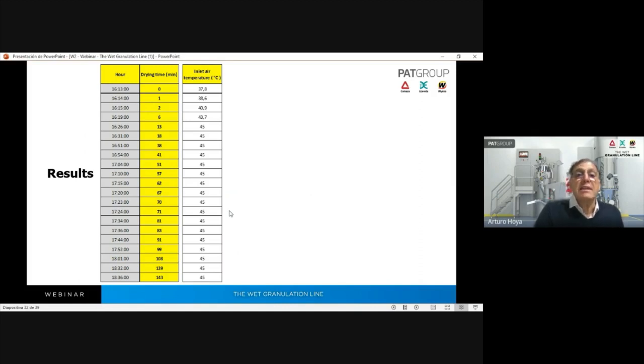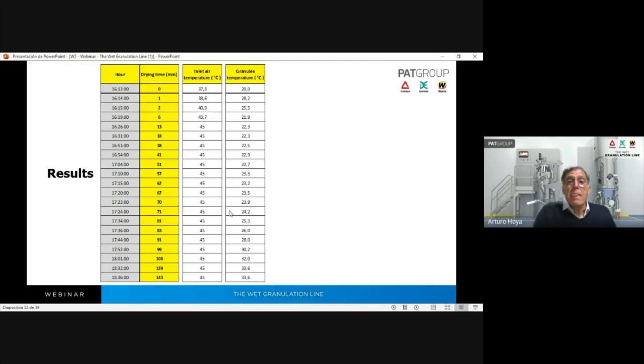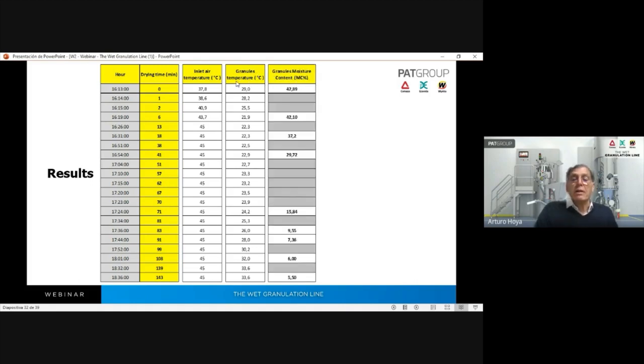You can see the inlet air temperature was maintained very, very close to 45 degrees. And then we monitor the evolution of the granule temperature. This granule temperature is measured by this sensor, which is in the expansion chamber. Well, and these are some, not many, but enough to have information, the moisture content at different moments of the drying.